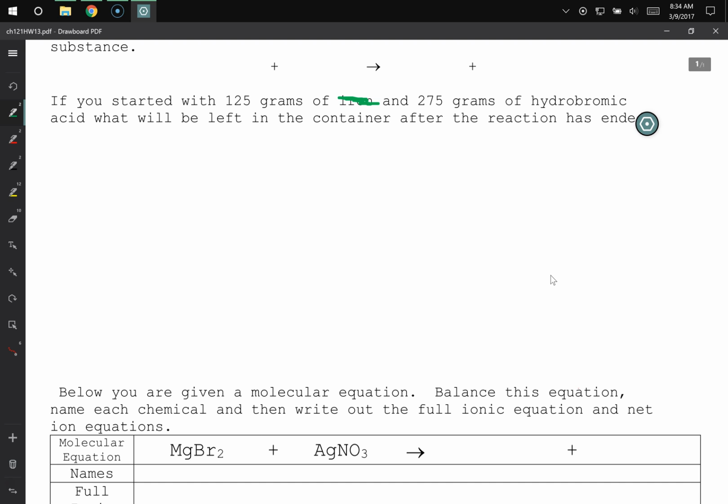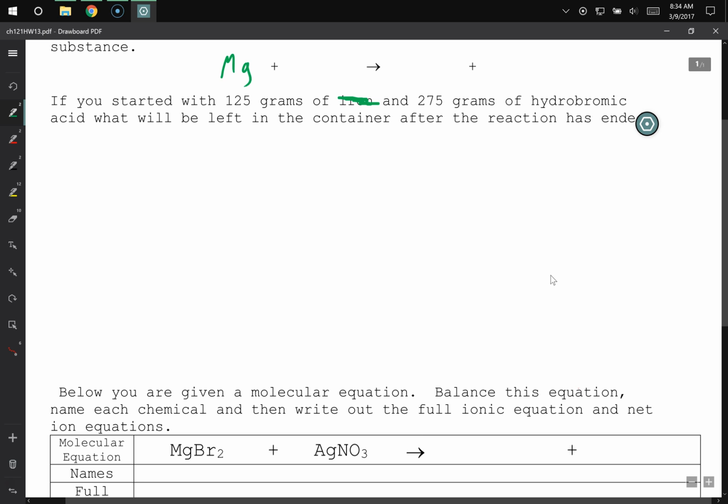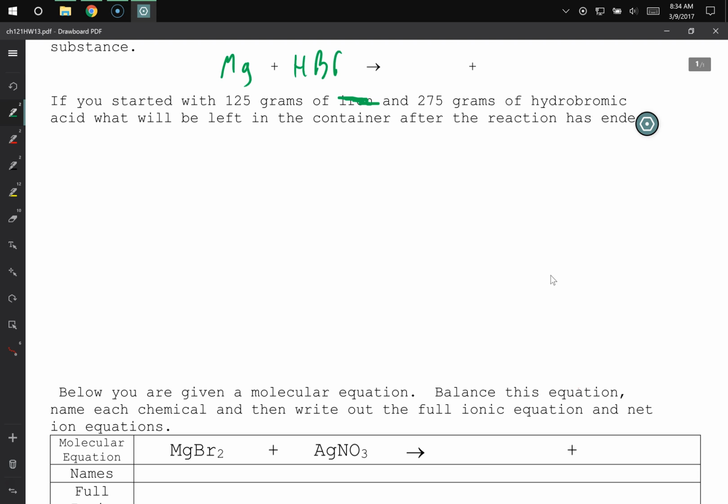So we start off with magnesium and hydrobromic acid. And it's a single replacement reaction. So what happens? No, the H cannot go onto the Mg. Why? Because they're both positively charged.